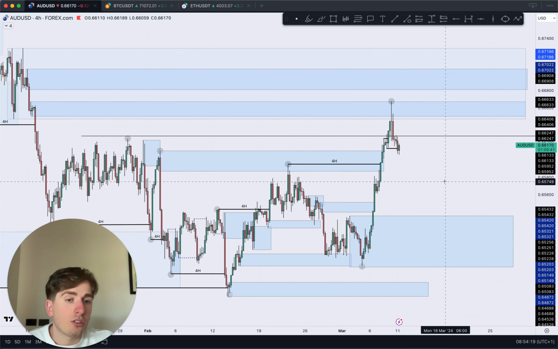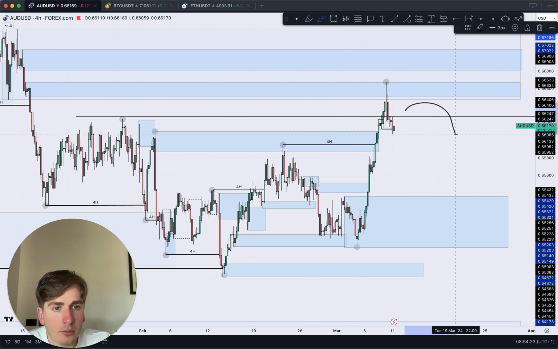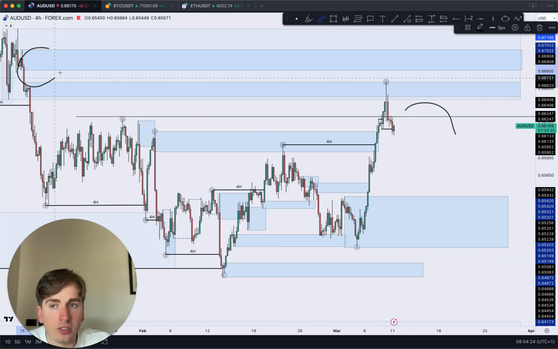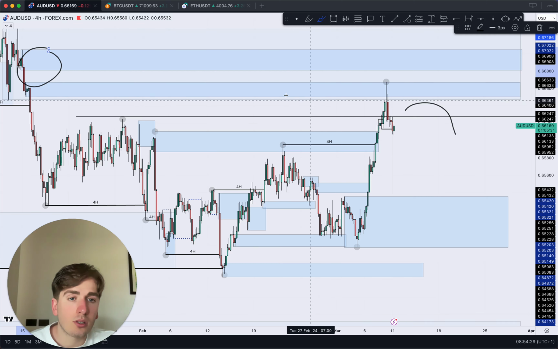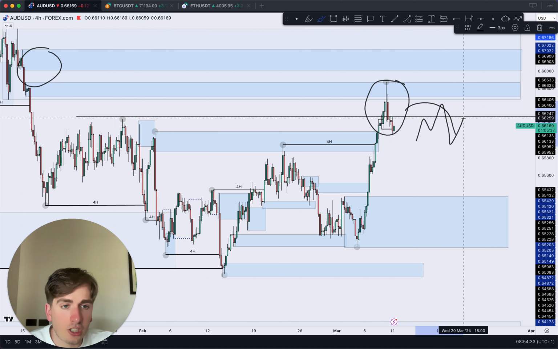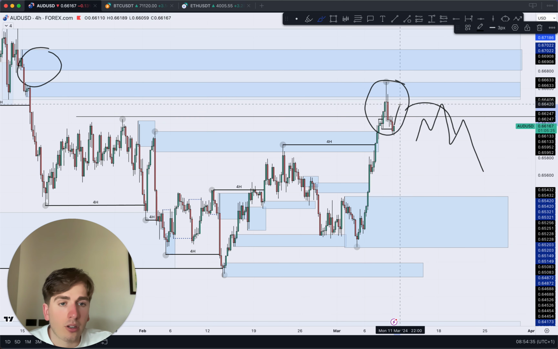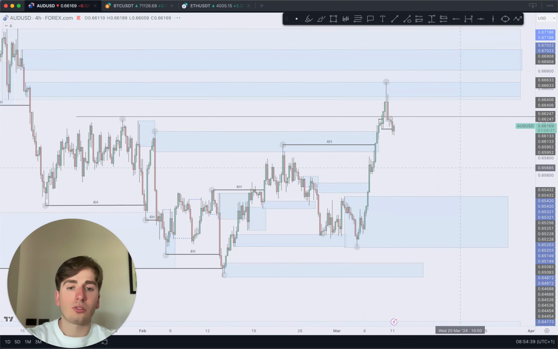Because we've now seen a change of character, we saw the break of structure first. After break of structure, what do you expect? We expect a pullback, especially when we come in towards these higher time frame supply zones. Now, how do we know that the supply zone is valid? Well, it's dependent on how market structure then reacts. So what do we see actually over here? We see a change of character. So now we expect the market to head down lower. So on Aussie dollar, I will be looking for shorts overall.